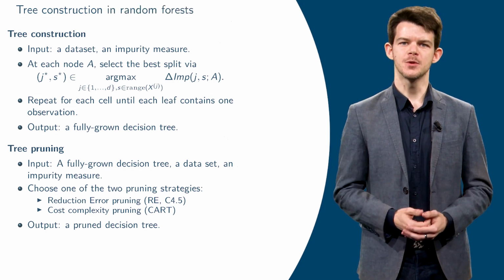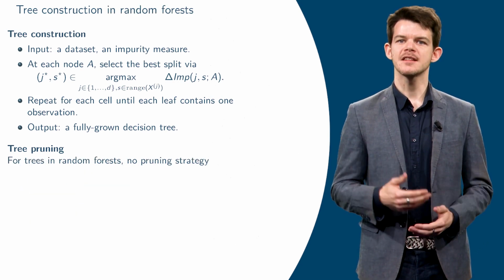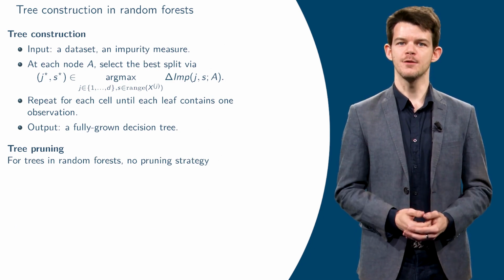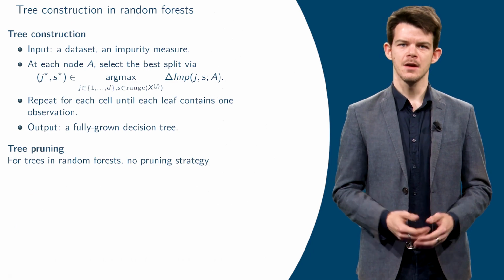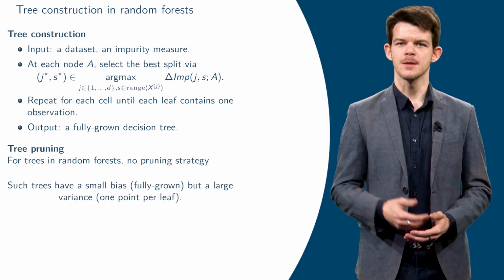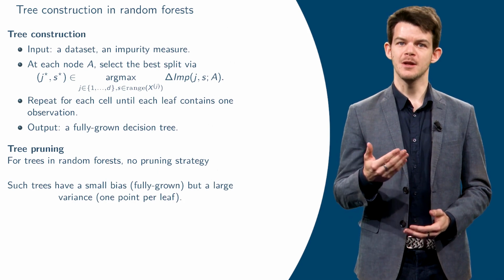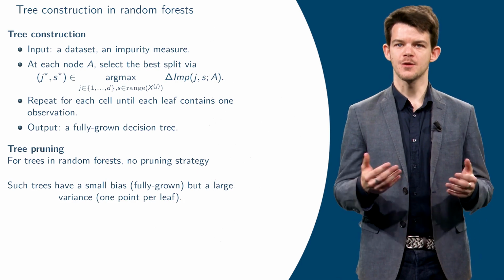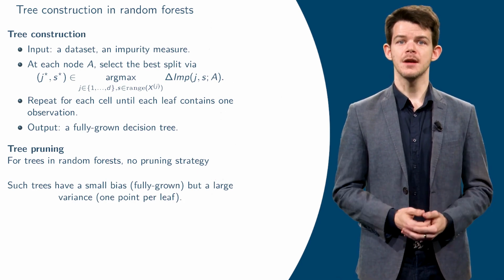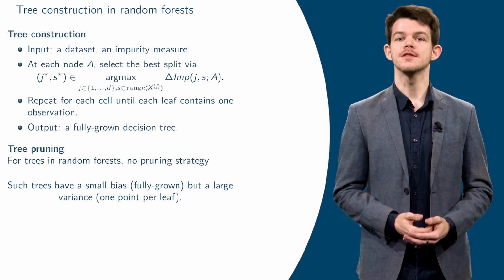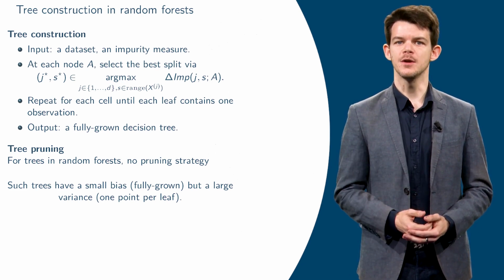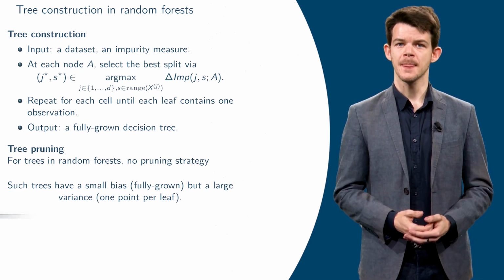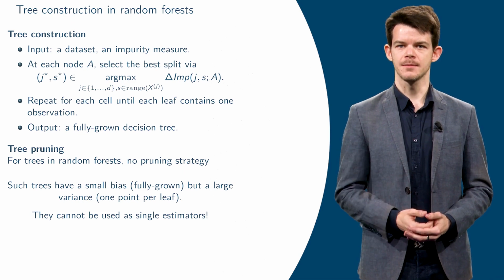The procedure for building trees within a random forest is the same, except that no pruning step is applied. The trees composing the random forest are therefore fully developed. Such trees have a low bias. The tree being very deep, it can approximate quite precisely complex regression functions. However, these trees have a large variance. Indeed, each cell contains a single observation, which does not allow precise estimation of the optimal value of the regression function in each cell. Such trees overfit and cannot be used as single estimators.